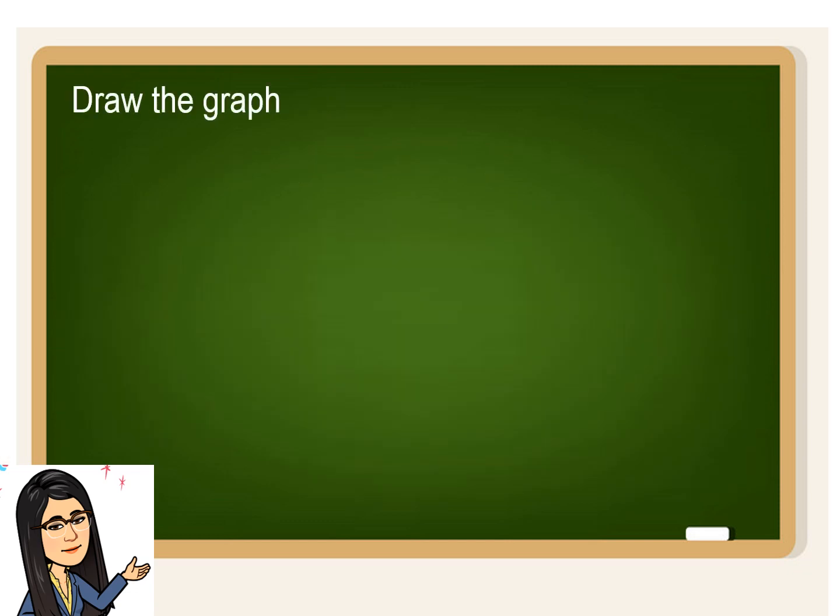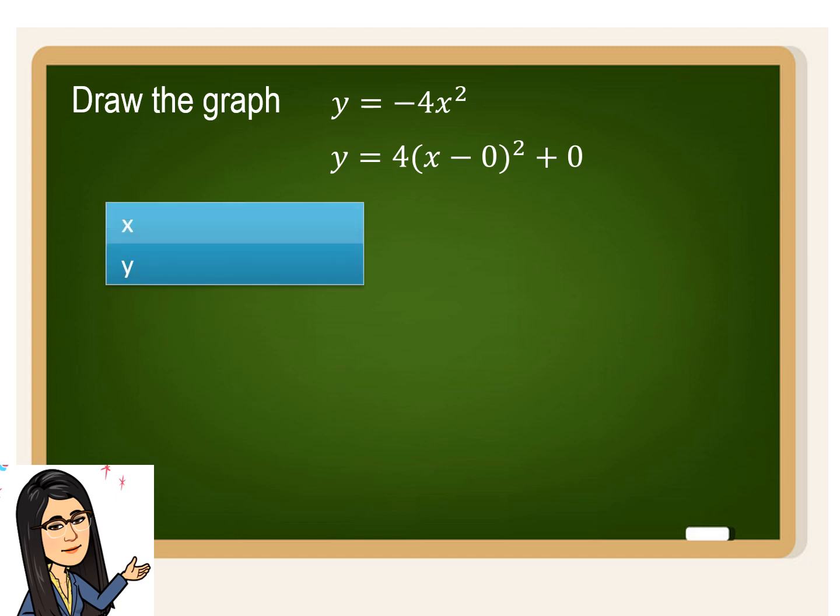Let us look at another example. So y is equal to negative 4x squared. If we put it in vertex form, y is equal to negative 4 times the square of the quantity x minus 0 plus 0. Now let us complete the table. If the value of x is negative 2, so y is equal to negative 4 times negative 2 squared, we will have negative 16.